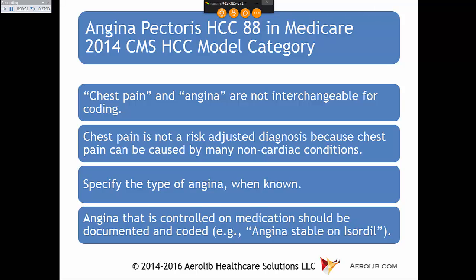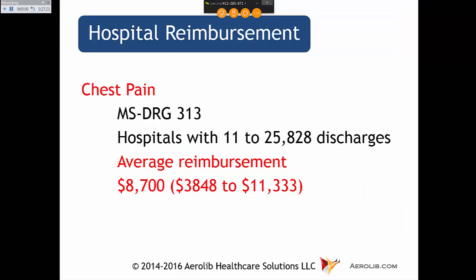Even though you are doing the right thing for the patient, the patient is getting well, and all the orders are right, what you're writing as simple chest pain is not going to get the risk-adjusted diagnosis as it would if you were to put angina due to a cocaine vasospasm. So again, specificity is the key word.